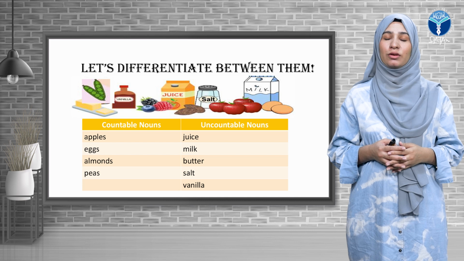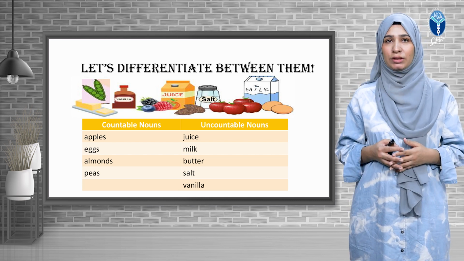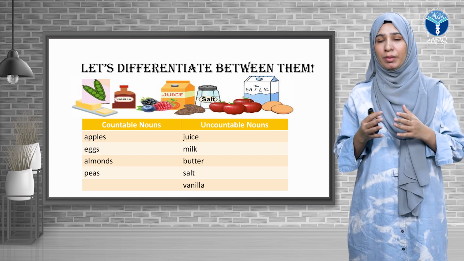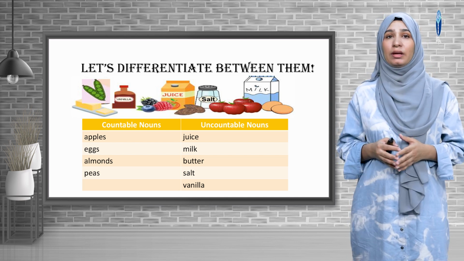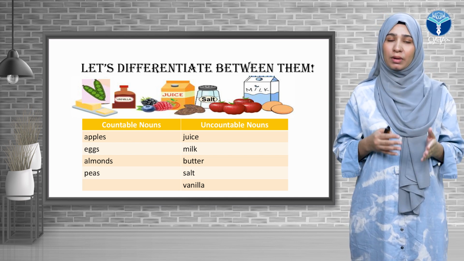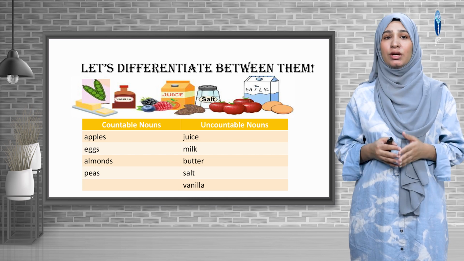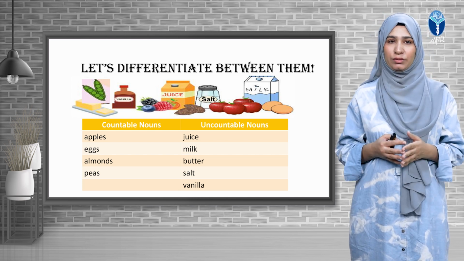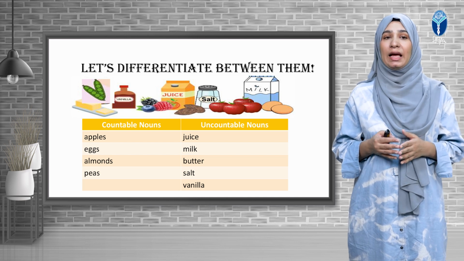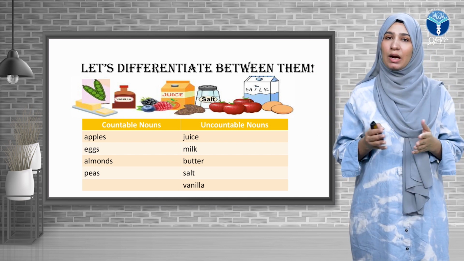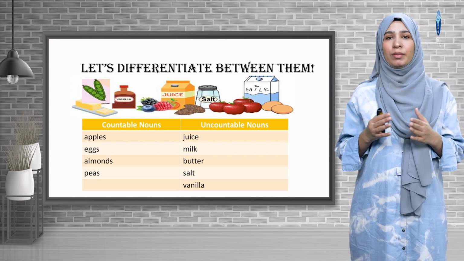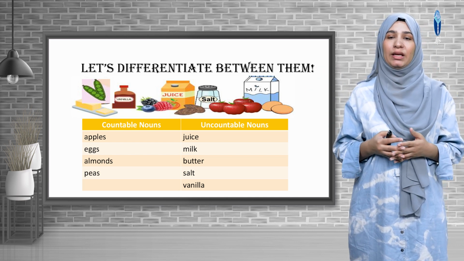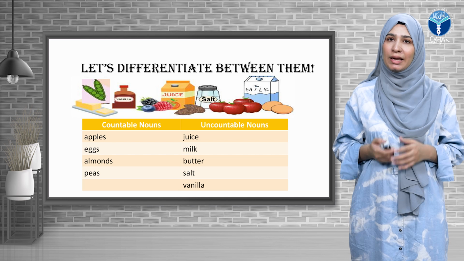Students, we have studied about the countable and uncountable nouns. Now we are going to differentiate between countable and uncountable nouns. Here is a picture. In this picture we have countable and uncountable nouns. We are going to sort it out into countable and uncountable nouns. Apples, eggs, almonds and peas are countable nouns. In uncountable nouns, juice, milk, butter, salt and vanilla are uncountable nouns.